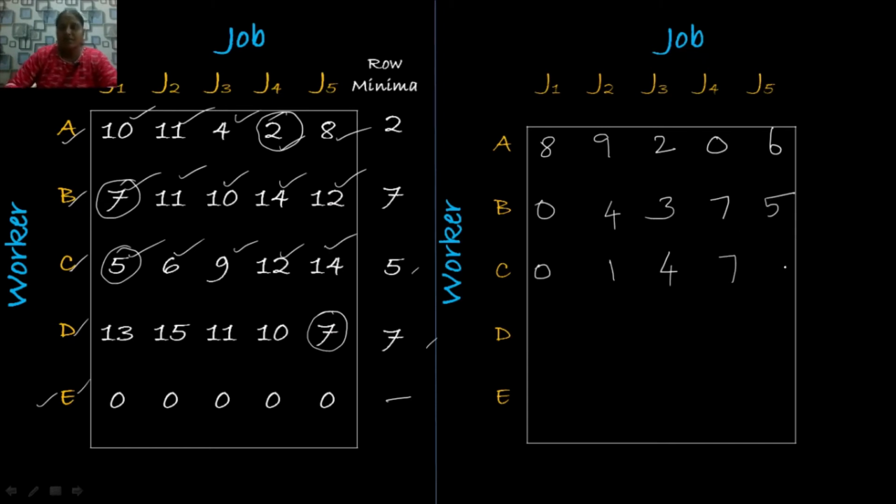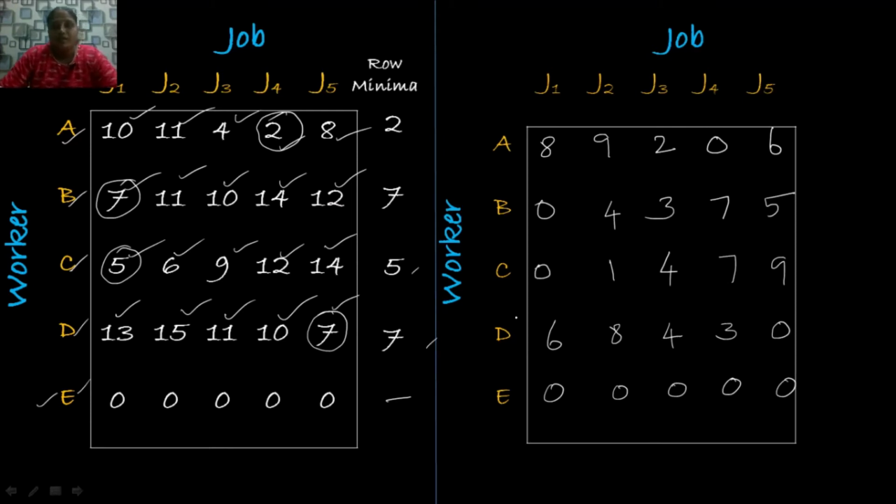14 minus 5, 9. And for the fourth row, 7 is the minimum element. So 13 minus 7, 6. 15 minus 7, 8. 11 minus 7, 4. 10 minus 7, 3. And 7 minus 7, 0. And write down the last row elements as it is. That is 0, 0, 0, 0.